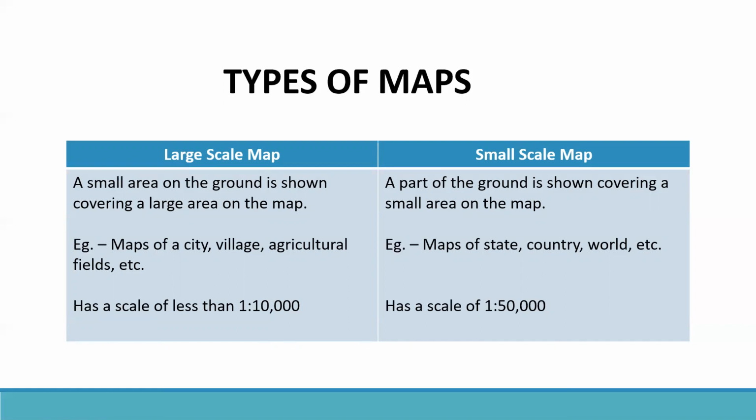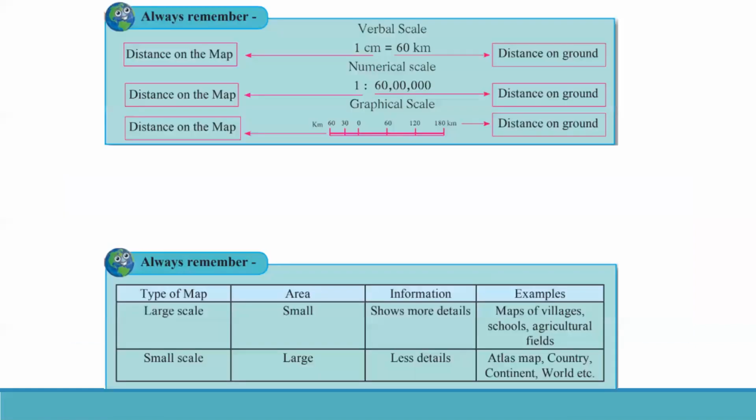Now we see the next image, next slide. Always remember the distance on the map is always to the left. So, 1 centimeter means the distance of two places on the map, and the 60 kilometer means the distance on the ground. So you have the distance on the map and distance on the ground. Again, for numerical scale, the distance on the map and the right side is distance on the ground. And the third is distance on the map in the graphical scale, and here you have the distance on the ground.